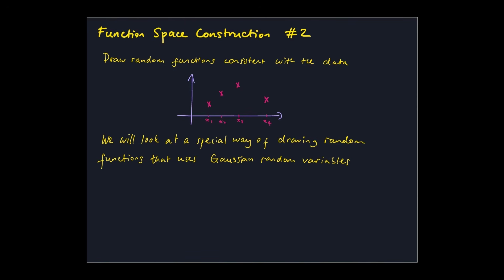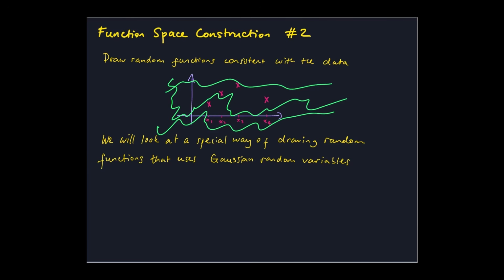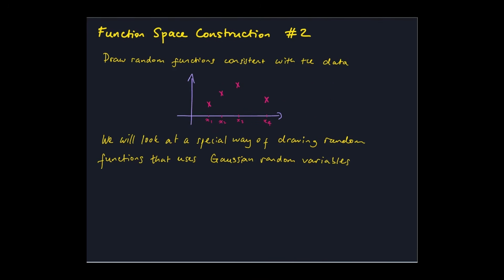There's a second classic way of constructing function spaces or doing machine learning, where this time you think about sampling random functions. You come up with some way of sampling random functions, which we would call some kind of stochastic process. You keep sampling random functions from your stochastic process, and if one doesn't fit the data, you throw it away. But if it fits the data, you keep it.